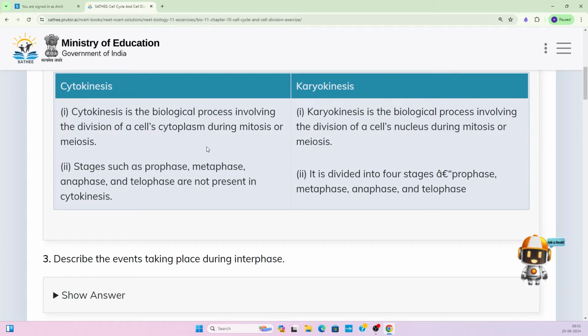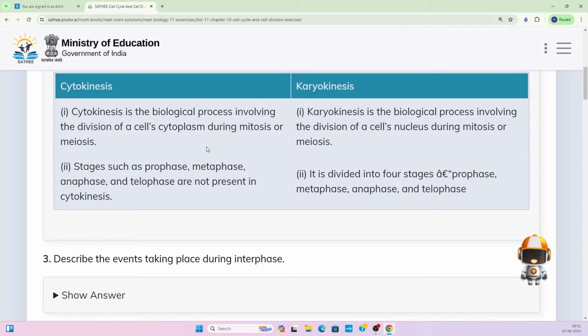Next difference: the stages such as prophase, metaphase, anaphase and telophase are not present in cytokinesis. These are the stages that come under the karyokinesis process. When karyokinesis is taking place, we can see prophase, metaphase, anaphase and telophase, but these stages are totally absent in cytokinesis. No such stages are seen. There is just a simple division of the cytoplasm.